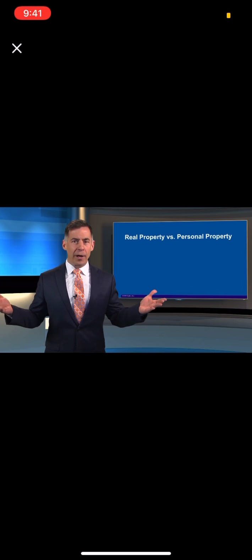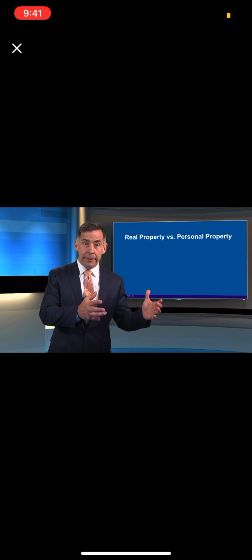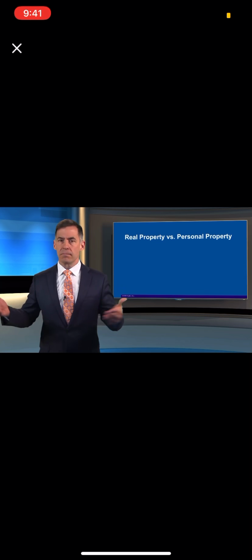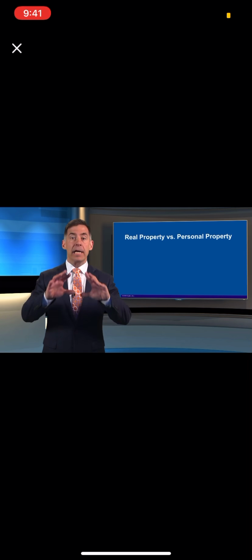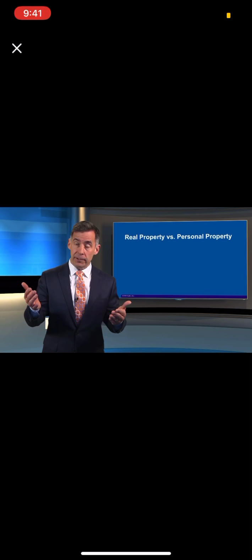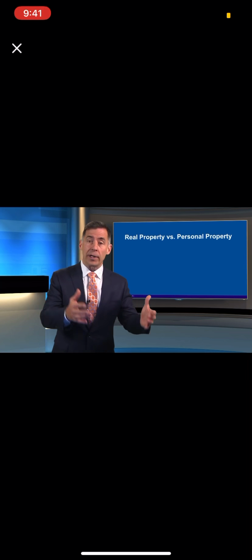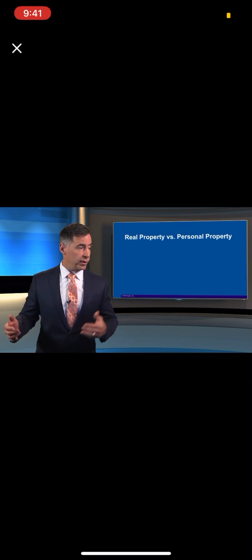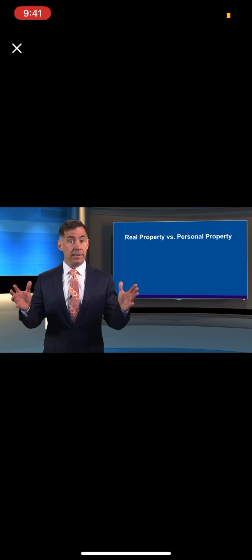So the question of what is real property, real estate, right? And what is personal property? That question comes into play every single real estate transaction. And you've got to know the difference. You've got to know what runs with the land and what's going to be removed. If you're representing a buyer or a seller, it makes a big difference.